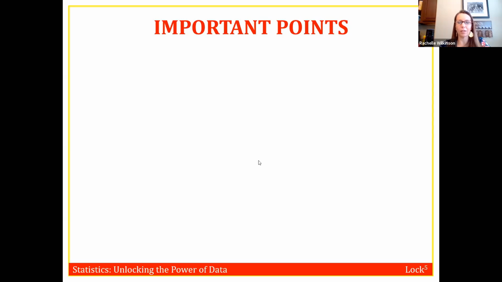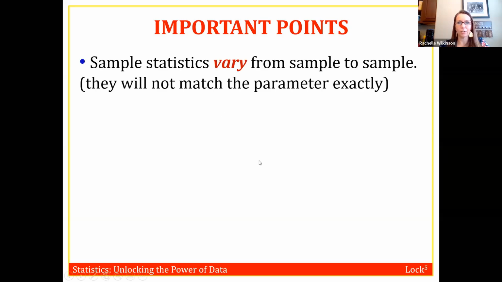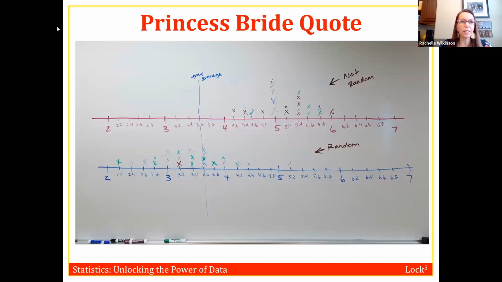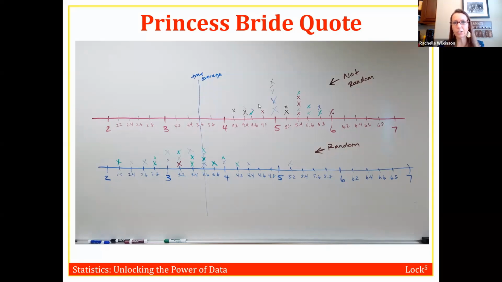So basically our sample is going to be useless to us. So here is an example. Remember when we did that exercise with the quotes from The Princess Bride, and everybody took a sample in their own way of 5 words, and then they looked at the length of each word, and you computed the average length for your sample of 5 words, and then you put your X. In our case, we did stars.